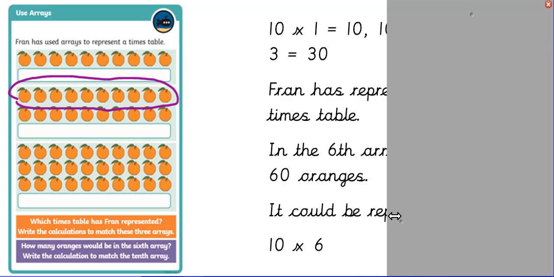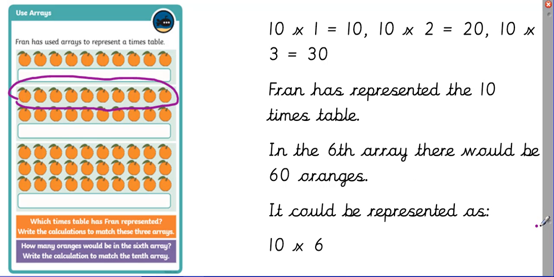Okay, then let's have a look, shall we? So these are the calculations for the arrays. So you would have 10 multiplied by 1 is 10, 10 times by 2 is 20, 10 times by 3 is 30. Okay? Fran has represented the 10 times table. Okay? And in the 6th array, there would be 60 oranges because you would do 6 times by 10, so 6 groups of 10 this time, which would make 60 oranges. And it could be represented as 10 multiplied by 6 or 6 multiplied by 10.